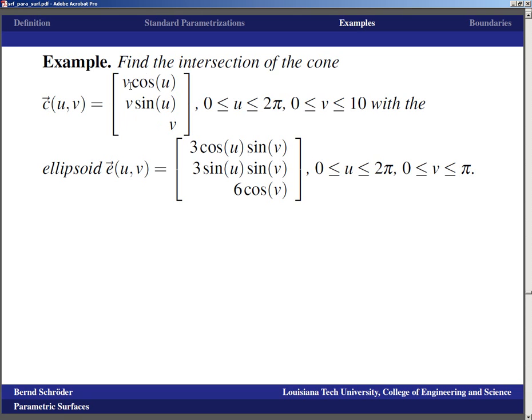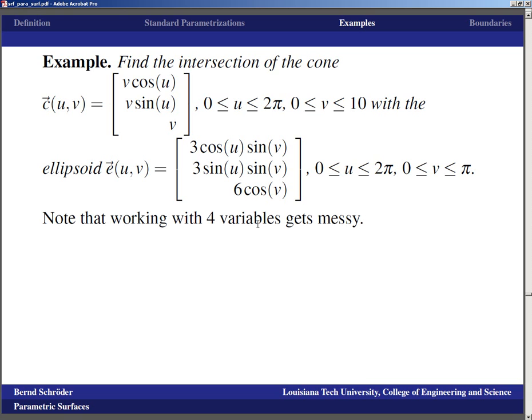This is similar to what we did with the cylinder, right? Except that the radius is the same as the z-coordinate, and if the radius is the same as the z-coordinate, you do get a cone. This parametrization is very similar to what we had for a sphere, except that we've got a radius 3 in the x and y direction and a radius 6 in the z direction. So this is an elongated sphere, which is an ellipsoid.